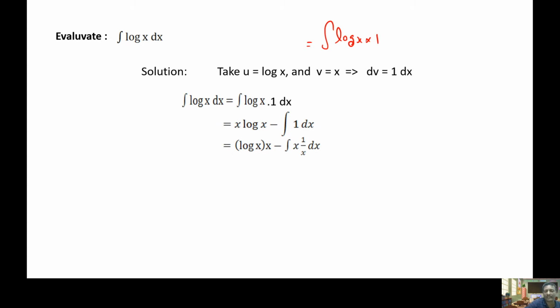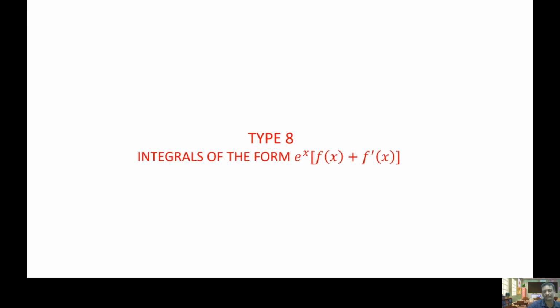So log x into 1 integral is x minus integral of derivative of log x into integral of 1. So integral 1 dx. So x log x minus x plus c.